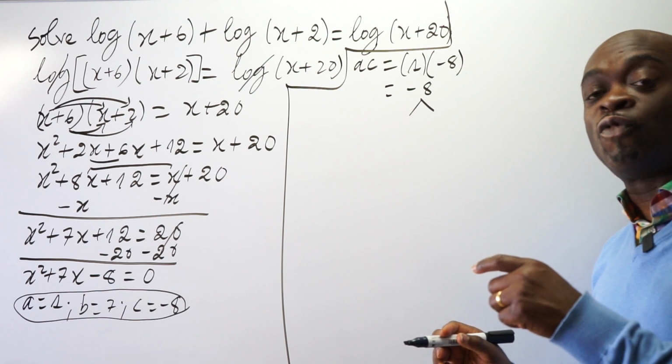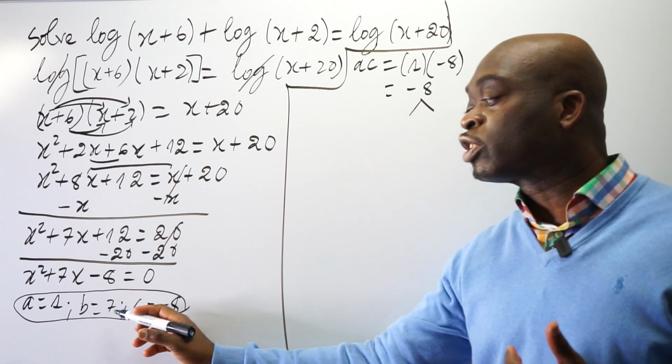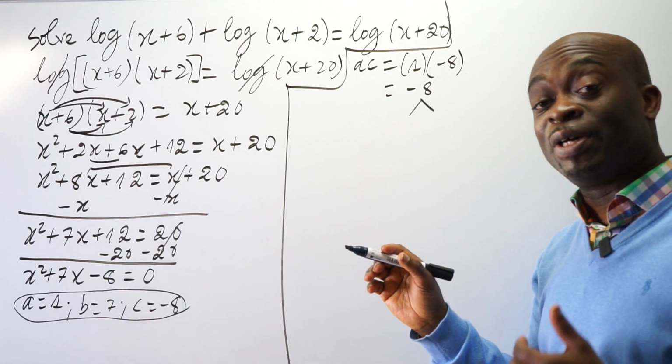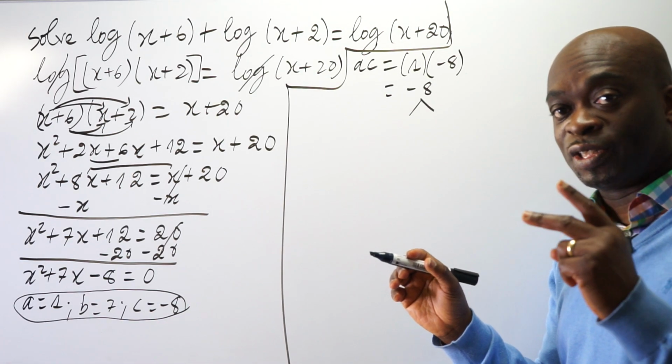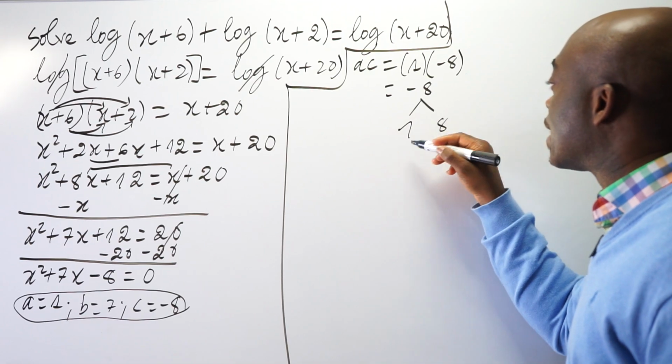If we take 2 and 4, would it work? No, because 2 and 4, you can never add or subtract to give you 7. Never. Of course, you can multiply to give you 8, but you need to fulfill those two conditions. 1 and 8, yes. 1 times 8 is 8.